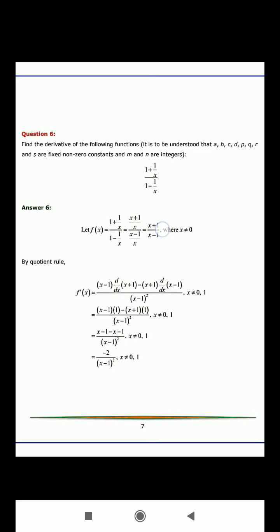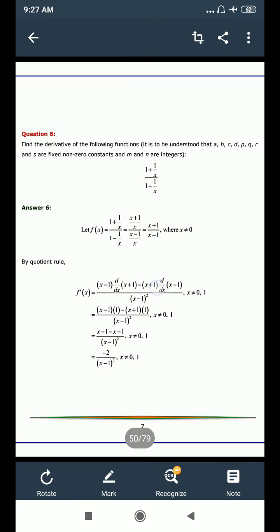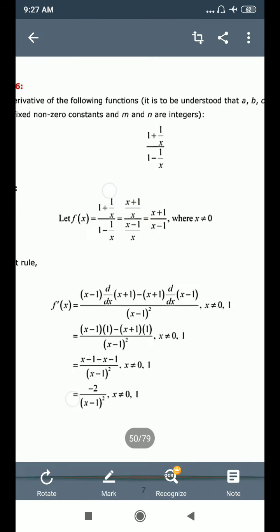Again you will apply the quotient rule. So denominator x minus 1 as it is, differentiation of numerator, that is x plus 1, minus sign, numerator as it is, and differentiation of denominator x minus 1, divided by denominator square. Now differentiation of x plus 1: first you will take derivative of x, that we know is 1, and then derivative of 1 is 0, so it will be 1 only. Similarly, differentiation of x minus 1 is also 1 only, because derivative of x is 1 and derivative of 1 is 0. Now you just simplify the numerator: (x minus 1) minus (x plus 1) would be only minus 2, so your answer will be minus 2 upon (x minus 1) whole square.